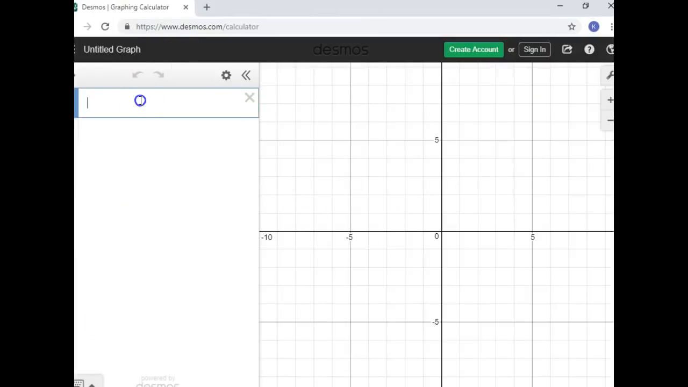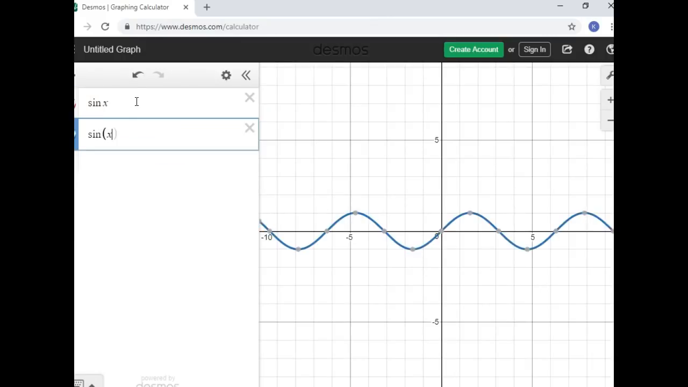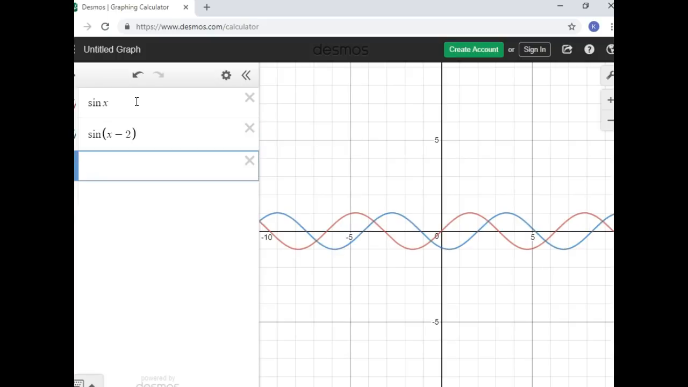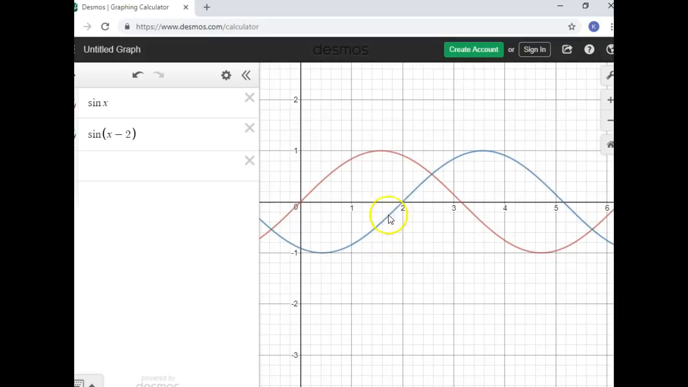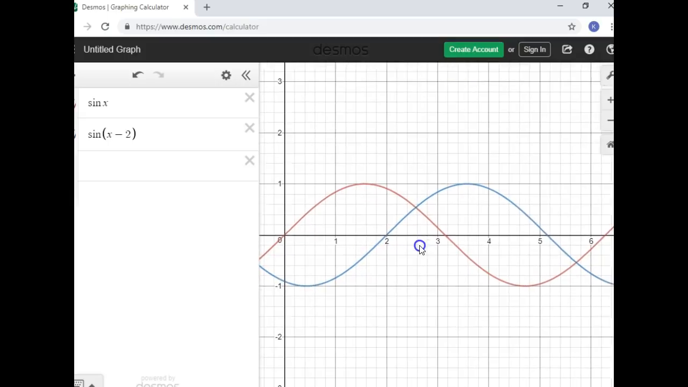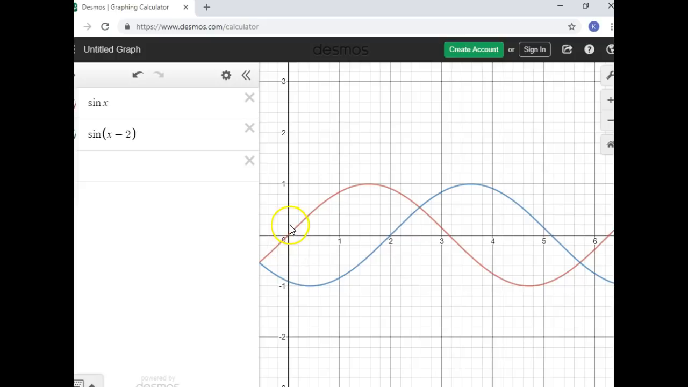So I want to just kind of show you. We've got the sine of x, and we've got the sine of x minus 2, which we should know is a horizontal shift. Bam! So if we had changed the limits, we could see that really this graph is the same exact graph, it's just that every single point is shifted over exactly 2 units. Cool. What does that tell us?